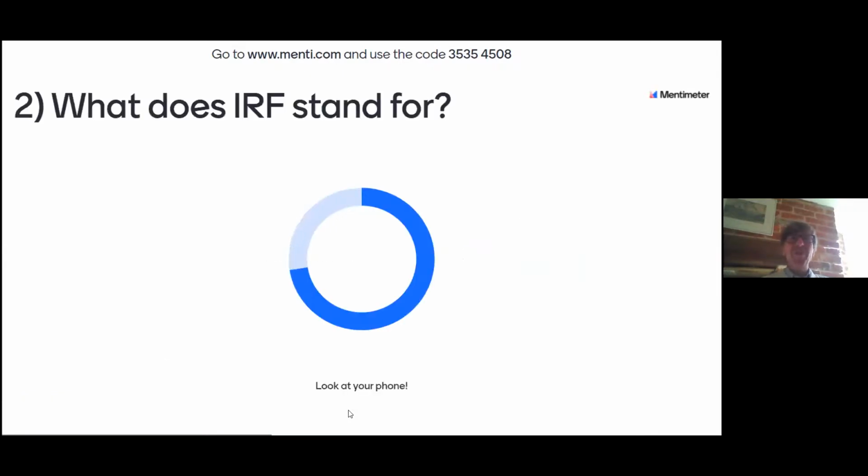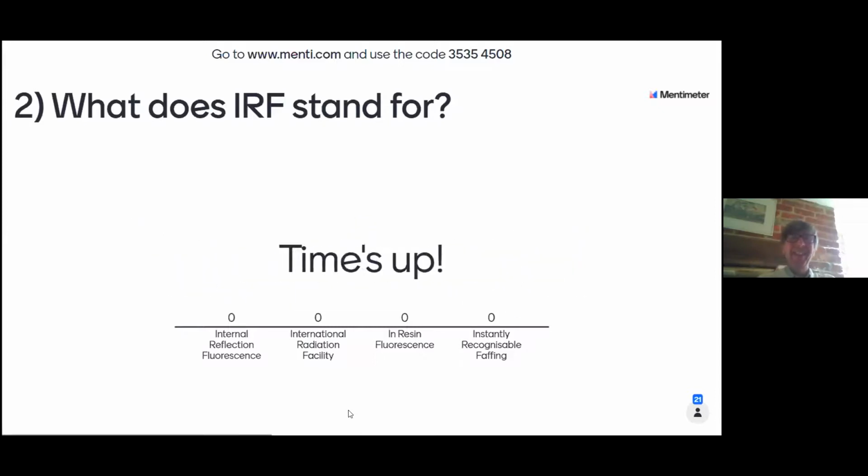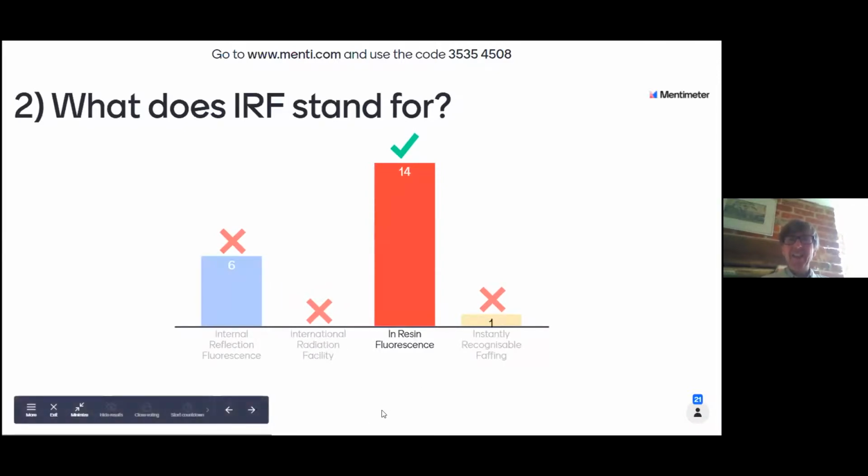Next one. What does IRF stand for? Internal reflection fluorescence, international radiation facility, InResin fluorescence, or instantly recognizable faffing. That is definitely what goes on here. InResin fluorescence. Okay, we've still got 14 good contenders. And all right, let's see who's winning.